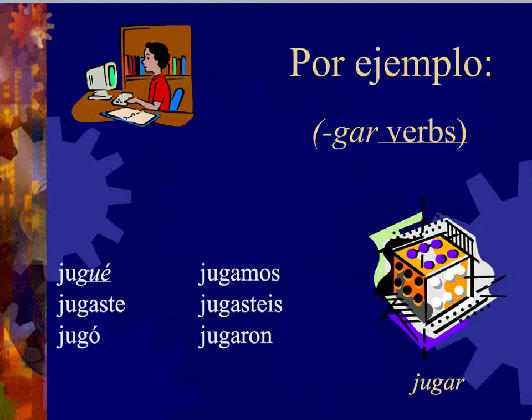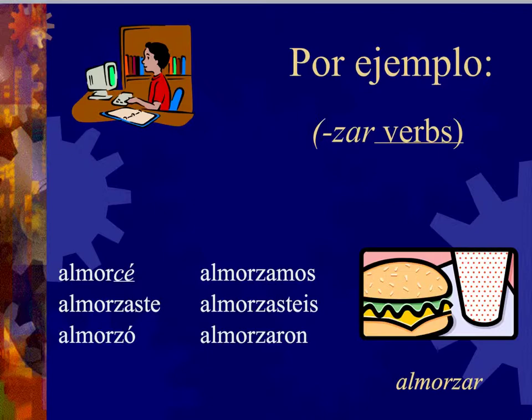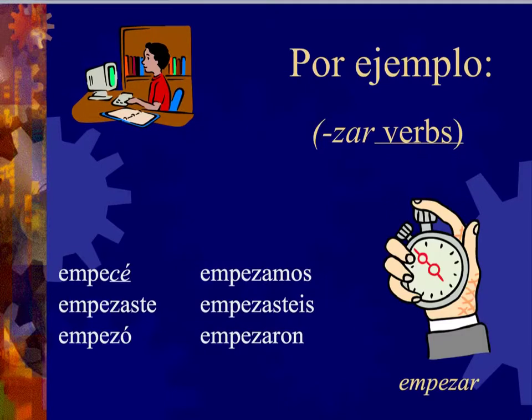And also, I hope you've noticed that, oh, maybe I haven't shown you that many, but look, this is a stem changing verb and it does not stem change in the preterite. Notice that. Almorzar, another stem changing verb. It doesn't stem change in the preterite, but it is a zar verb, so it does do the crazy thing where the spelling changes. Almorcé, almorzaste, almorzó, almorzamos, almorzaron. Okay, empecé, another stem changing verb that doesn't stem change in the preterite. Empecé, empezaste, empezó, empezamos, empezaron.